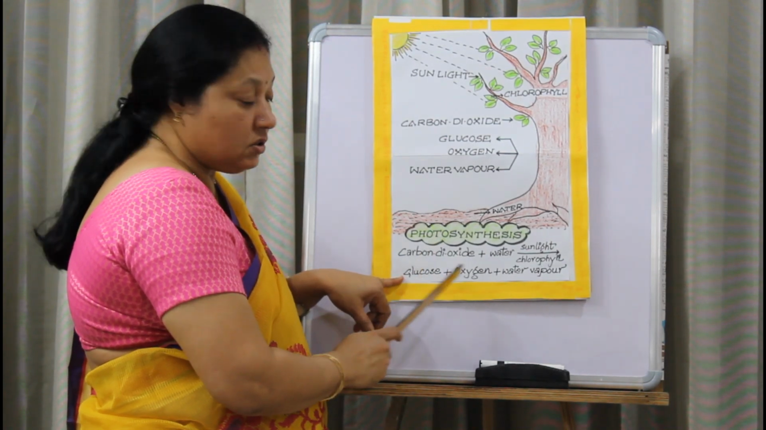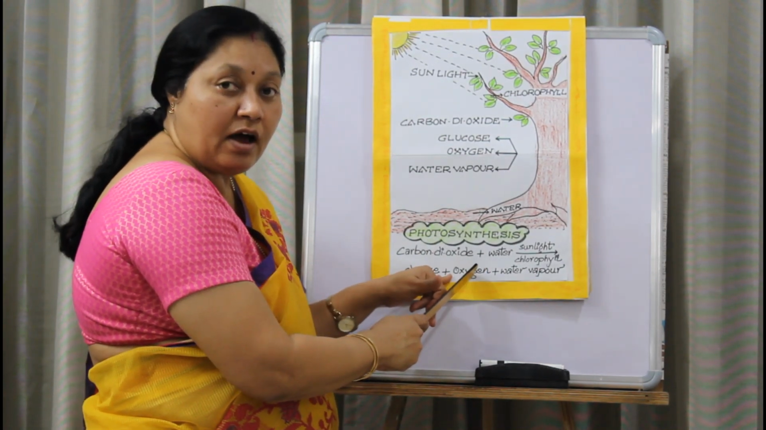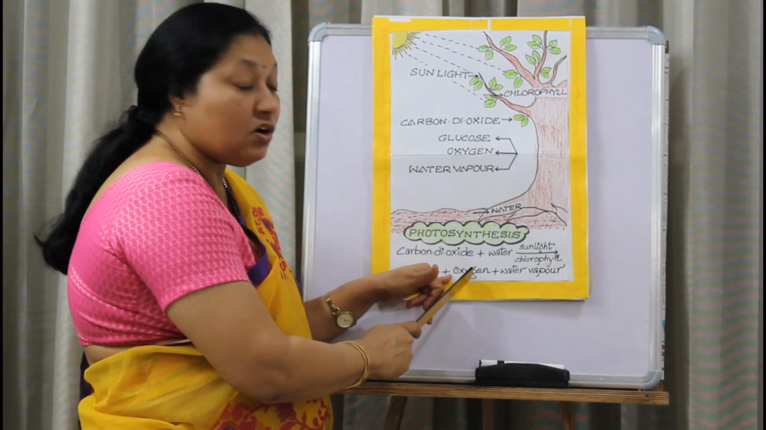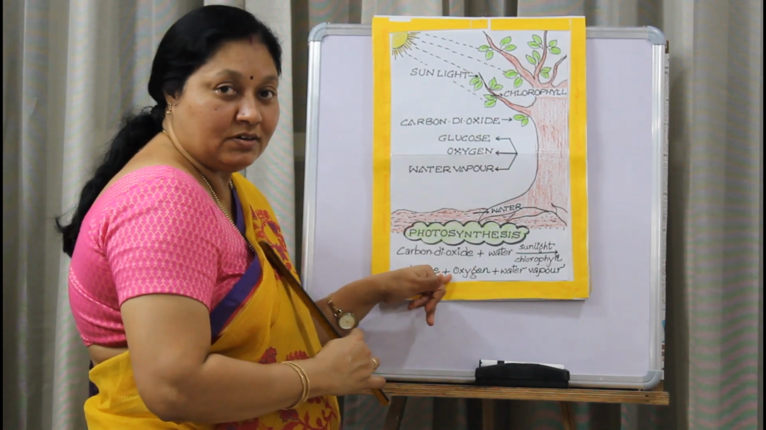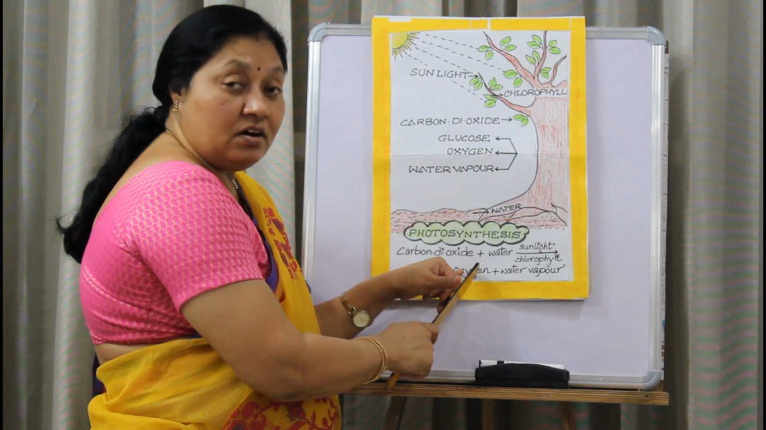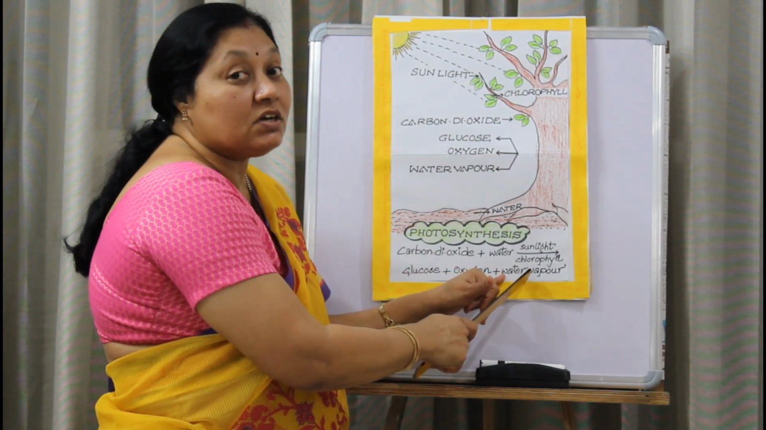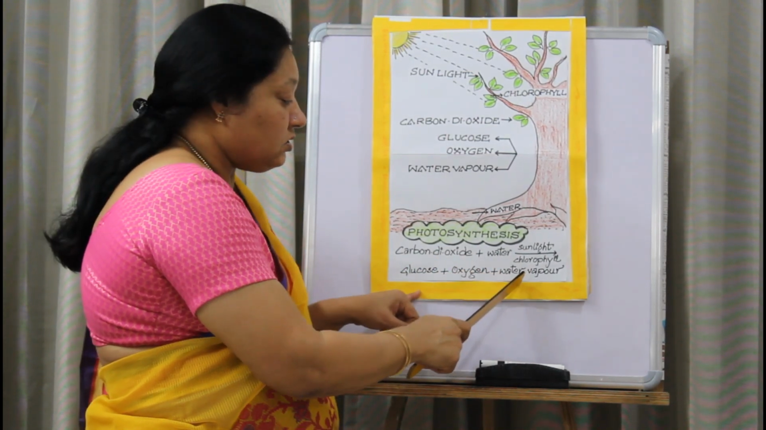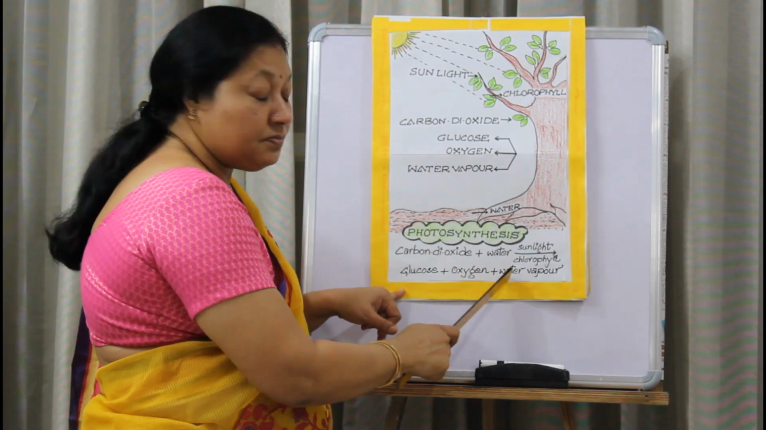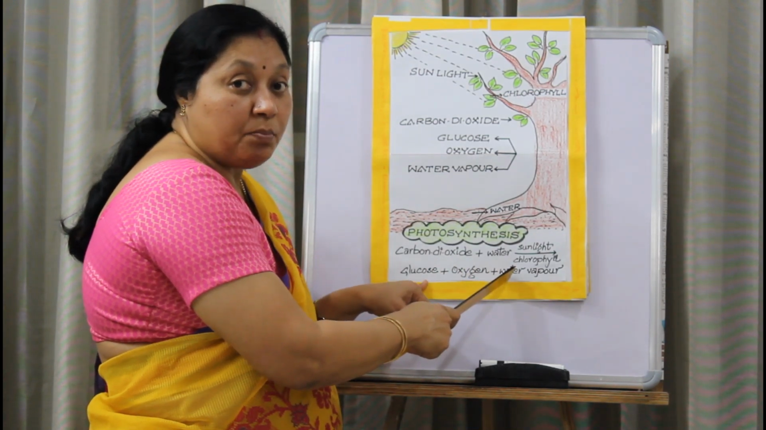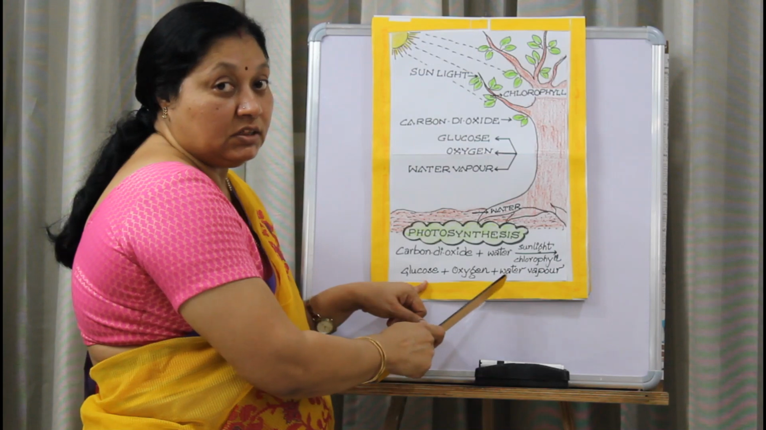Along with the glucose, the oxygen is given out. So this is the oxygen that we breathe. Oxygen and also the water vapor. So these are the things we observe in the process of photosynthesis.